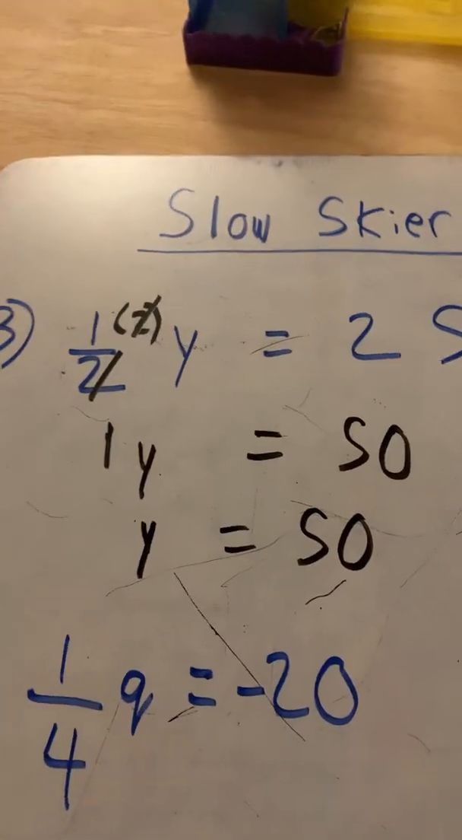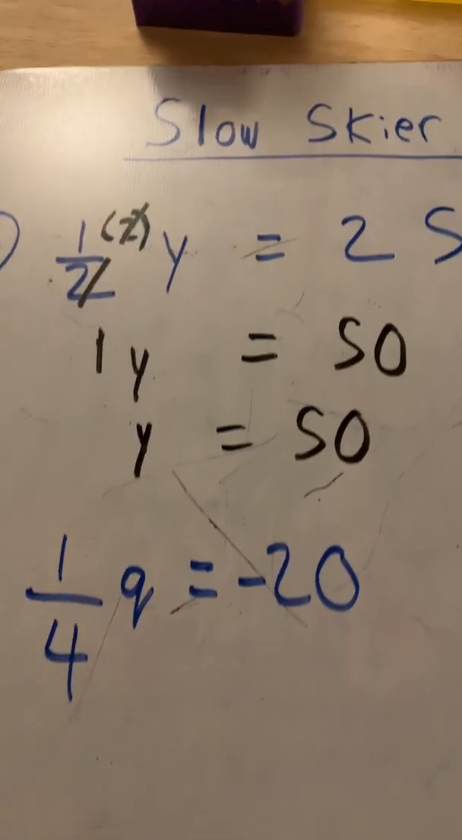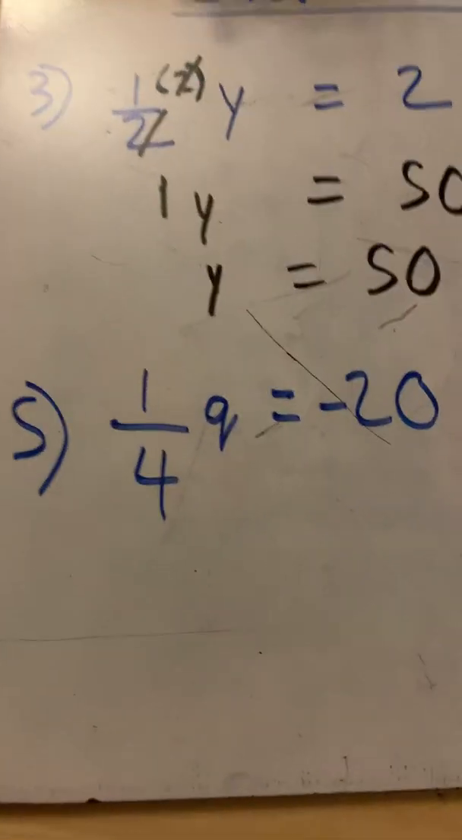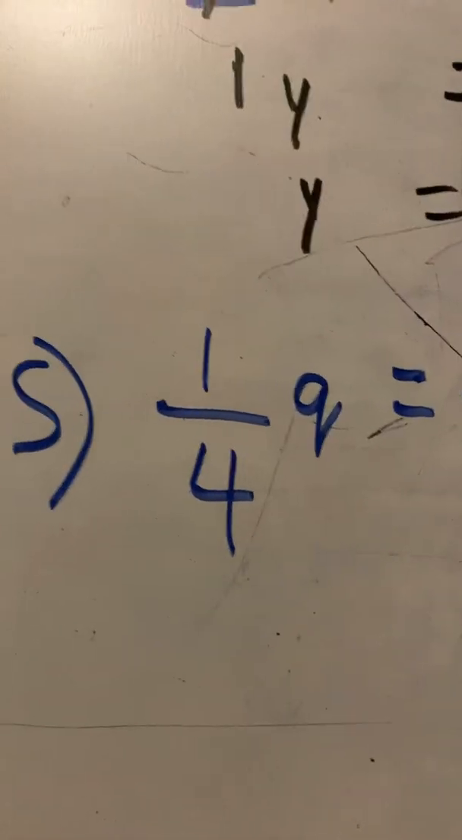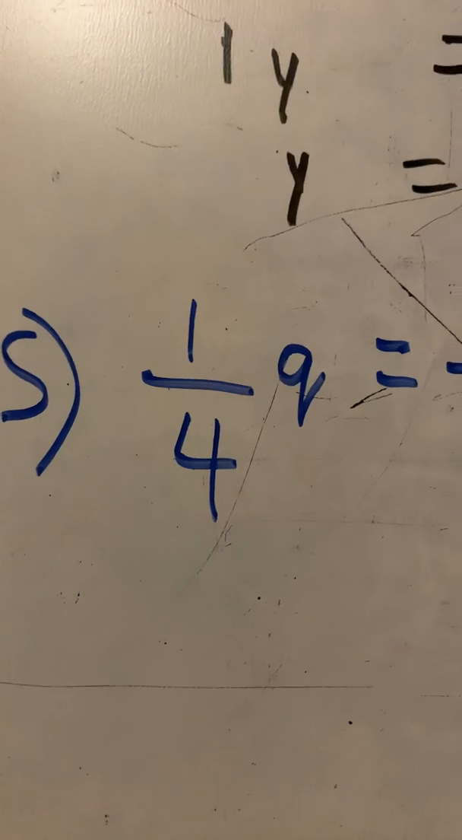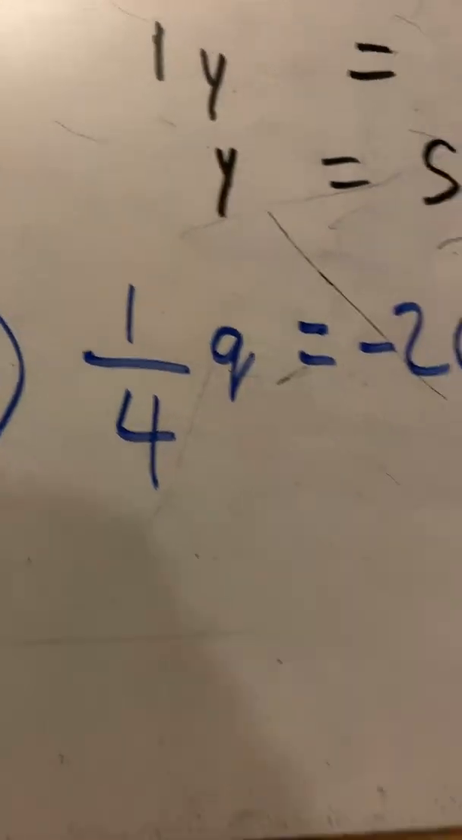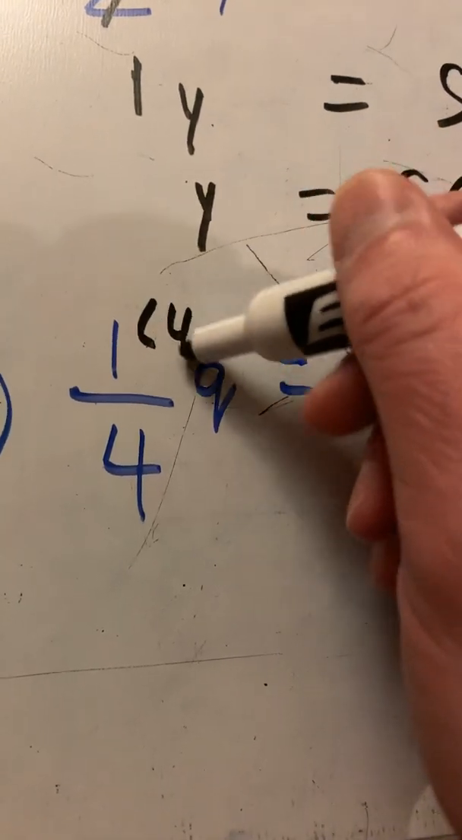So the fraction questions, you do exactly the same as the ones that just show division. So another one here, I think this is number 5. It says 1/4 q equals -20. Well, 1/4 q is the same as q divided by 4. So the opposite of divide by 4 is to multiply by 4.